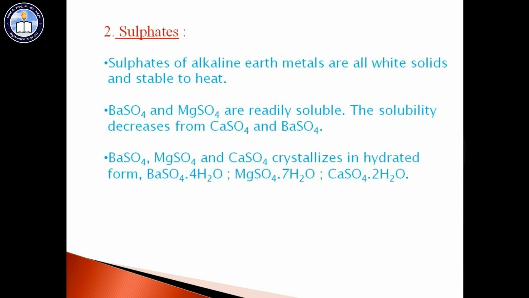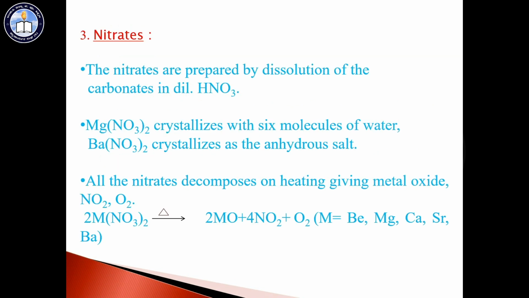Next, sulfates. Sulfates of alkaline earth metals are all white solids and stable to heat. Beryllium sulfate and magnesium sulfate are readily soluble. The solubility decreases from calcium sulfate to barium sulfate. Magnesium sulfate and calcium sulfate crystallize in hydrated forms: BeSO4.4H2O, MgSO4.7H2O and CaSO4.2H2O.